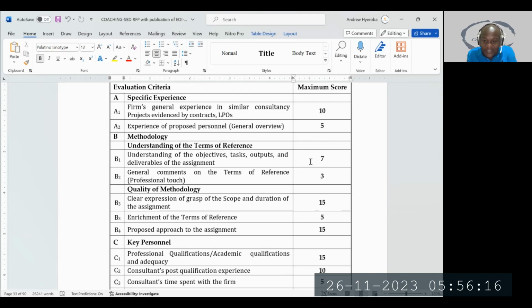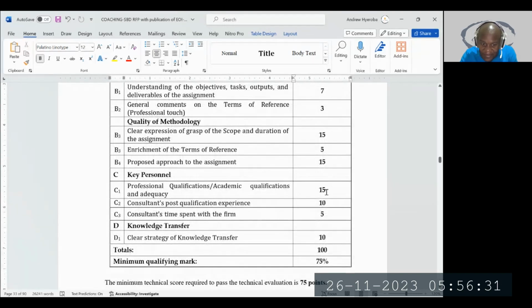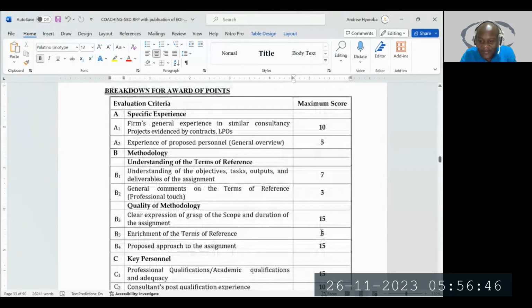So 60% is all about experience, the personnel you have, whether you've understood the methodology, objectives, and the quality of your approach. You get that? And then you get another 15 plus 10, 25, 30, 40, about 40%. So the other one is 60, 30, 40. I think these guys have 110 somewhere. I may have added it badly.